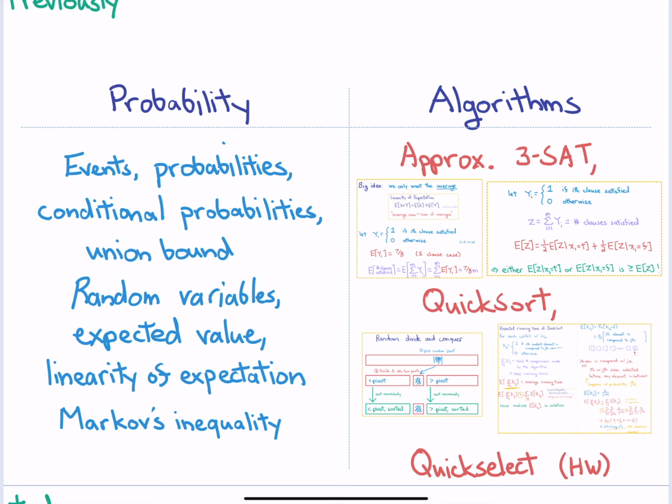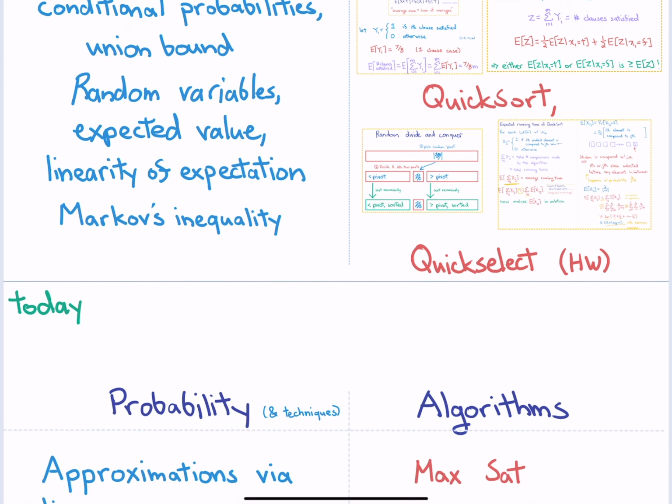We did 3SAT, an approximation algorithm for it. That was just flipping coins for all the variables. We did quicksort, where you're sorting stuff, but you just pick a random element, split the input in half, and recurse. And then we discussed a little bit, and I guess you guys are fighting through right now, analyzing the quickselect algorithm, where the goal is to find a median or something, but the idea is to randomly pick an element, split the data into the two parts, then recurse on one side or the other. So, all right, that's all good.